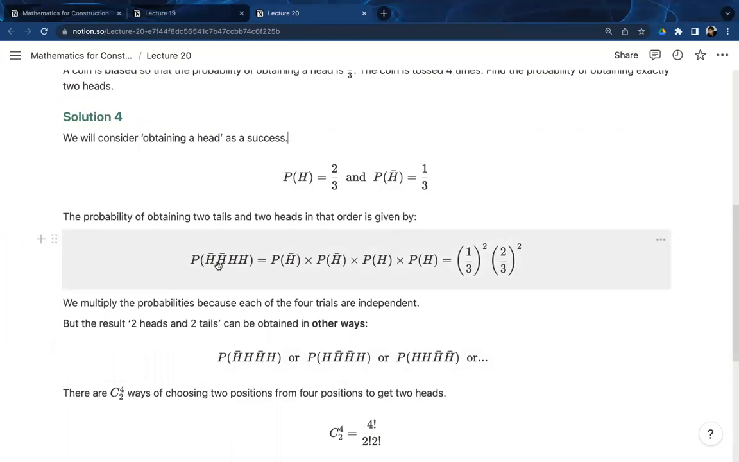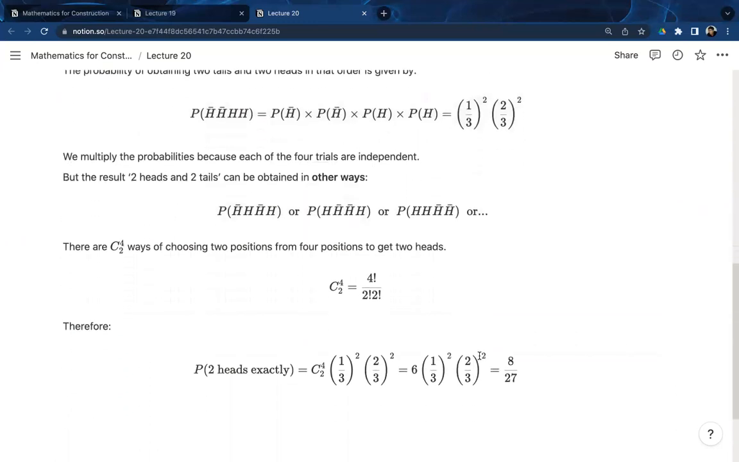But this is one of the several ways to get 2 heads. You could get 2 heads like this. What if you got a tail, a head, a tail, a head? That's 2 heads. What if you get a head, 2 tails, and a head? That's still 2 heads. What if you get 2 heads, then 2 tails? That's still 2 heads, right? And I have a couple of others.